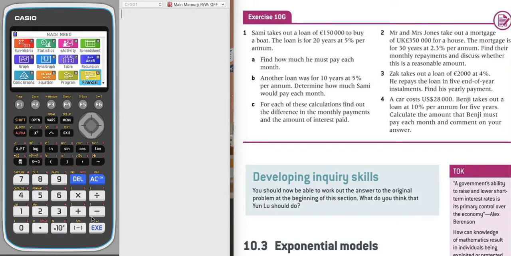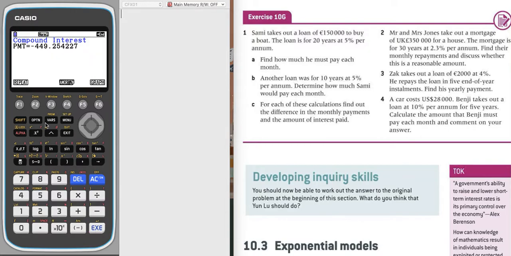Okay, last one. Car costs $28,000. That's too much for a car. Not worth it. Benji takes out a loan at 10% per annum for 5 years. Okay, well, ooh, 10%. Benji, not too smart. Calculate the amount that Benji must pay each month.